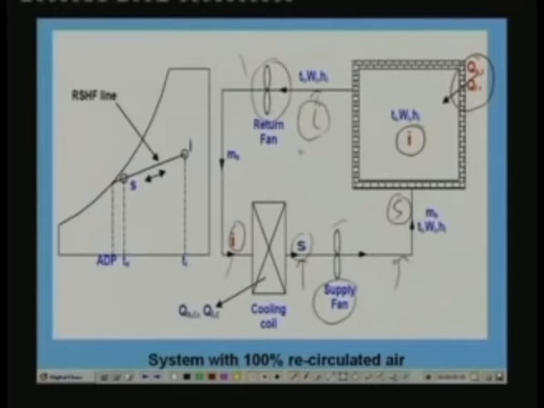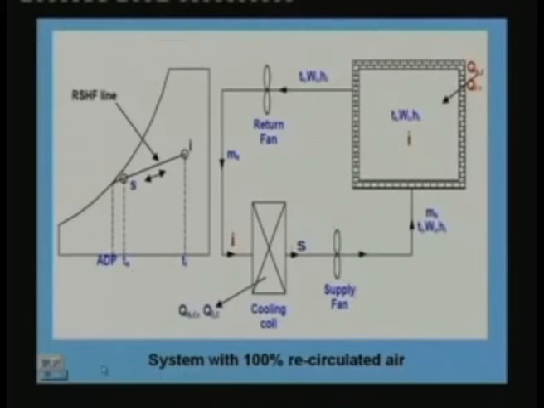Okay, and the same process is shown on a psychrometric chart here. So, you have the dry bulb temperature here on the psychrometric chart. As you know, on the y axis we have the humidity ratio, and this, as you know, is the 100% relative humidity or saturation curve. Okay, and point I is the state of the conditioned air inside the building, and point S is the state of the air at the exit of the cooling coil or at the inlet to the conditioned space.